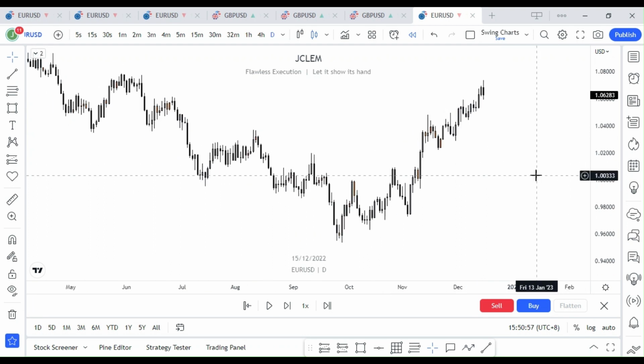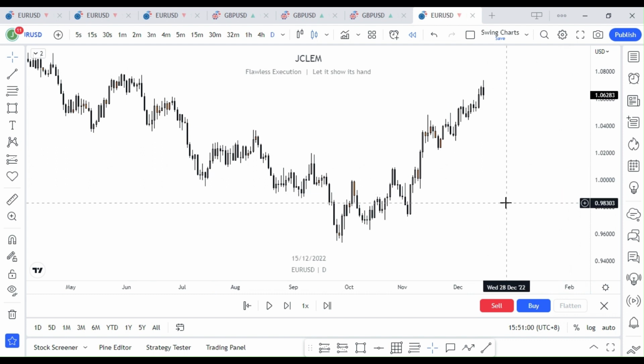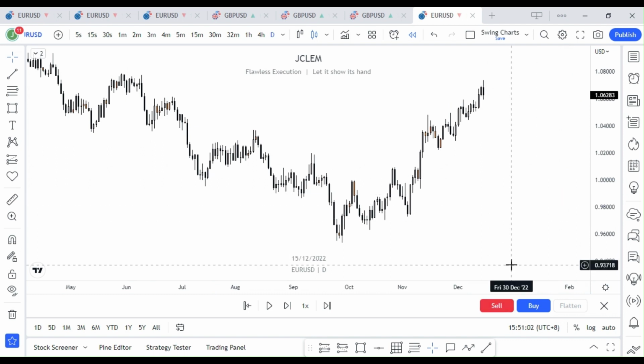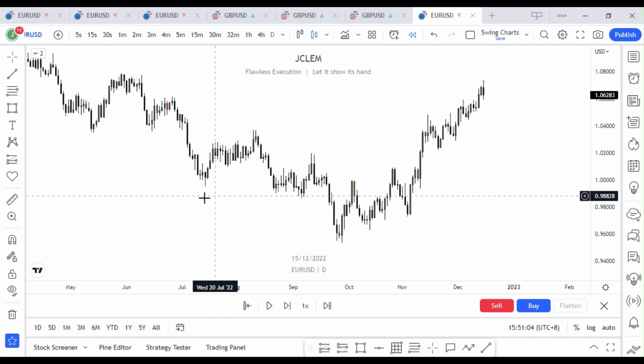EURUSD. So I just wanted to basically break down the mechanics of this trade, why I took this trade, and to show you guys how you can take these trades too.